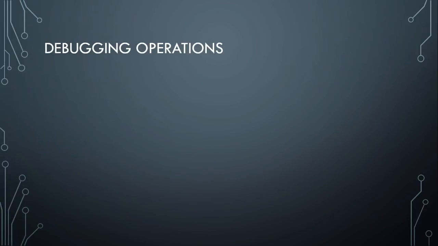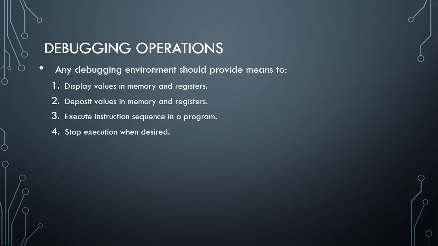Let's talk a little bit more about debugging operations. Typically, any debugging environment should provide the means to do 4 things. 1, display the values of memory and registers. 2, deposit values in memory and registers. 3, execute an instruction sequence in the program. And 4, stop execution when desired, in order to do a forced quit of the program so it shuts down.